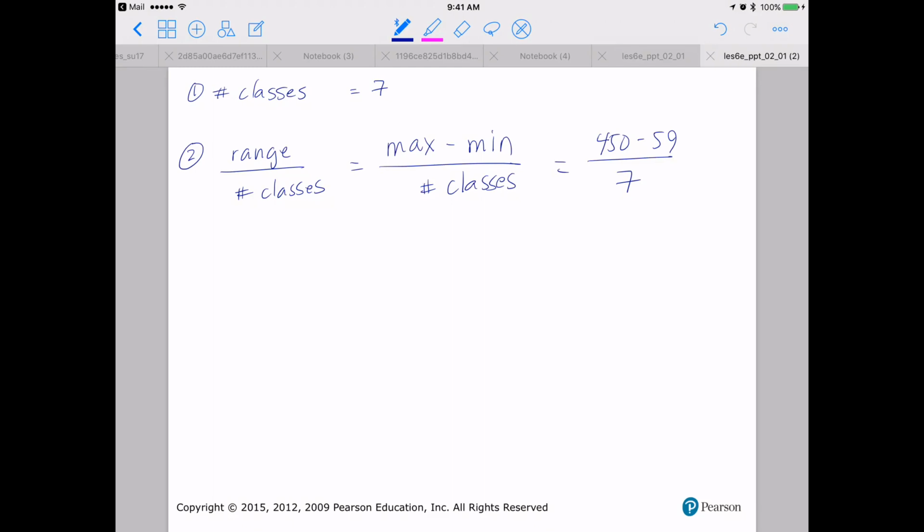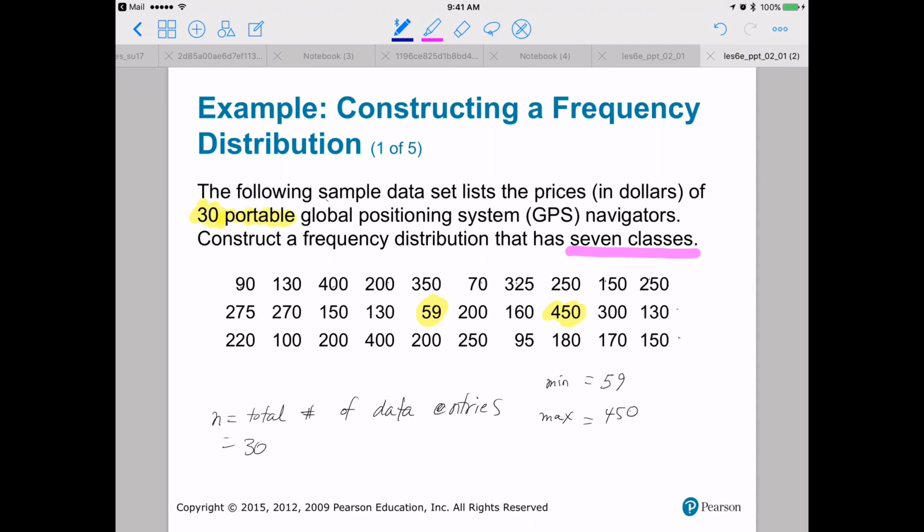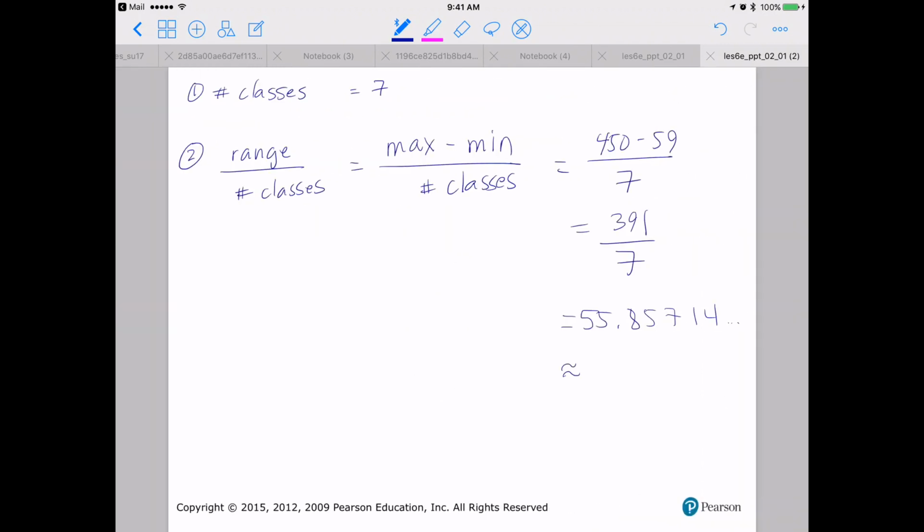Let me get my calculator. Okay, I can't turn on my calculator. Let's see. Okay, 450 minus 59 is 391, divided by 7. So we need 391 divided by 7, and that is 55.85714... And because our data set is a bunch of whole numbers, we're going to round this to just 56.